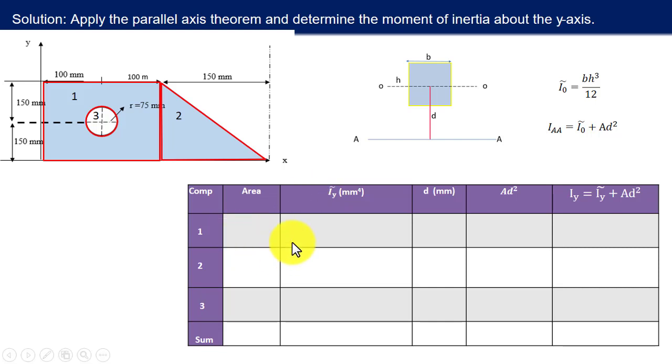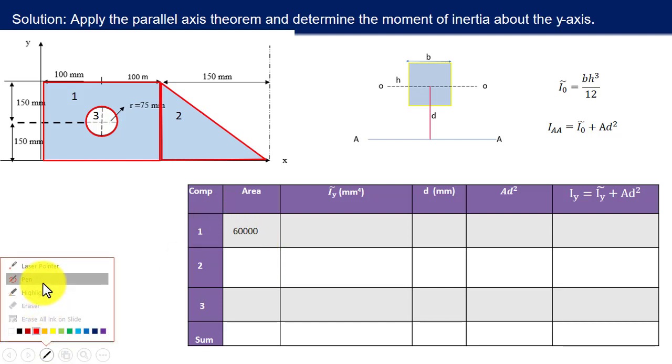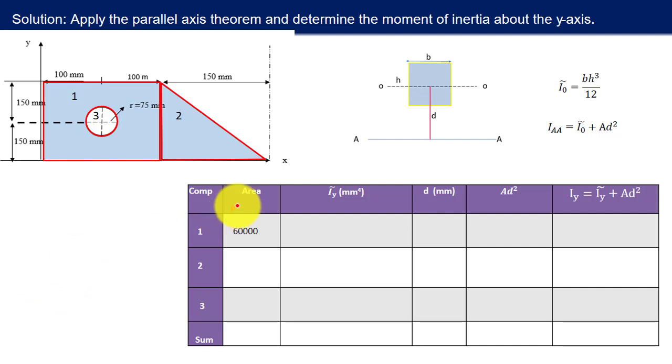Okay, let's calculate the area for shape 1. Shape 1 is a rectangle, so the area is B times H: 300 times 400 equals 60,000 mm square. Don't forget to mark the units, mm square. Next, what is the moment of inertia for shape 1 about its centroidal axis?